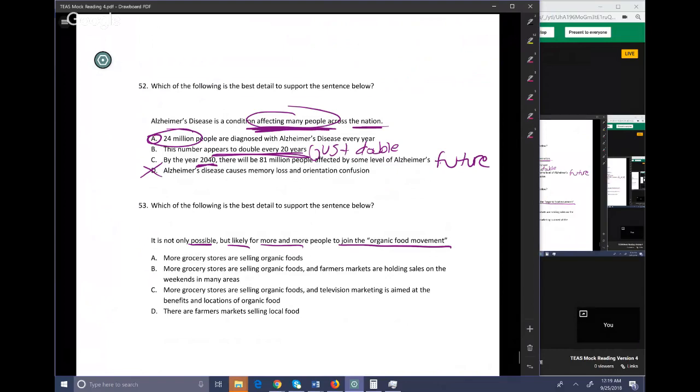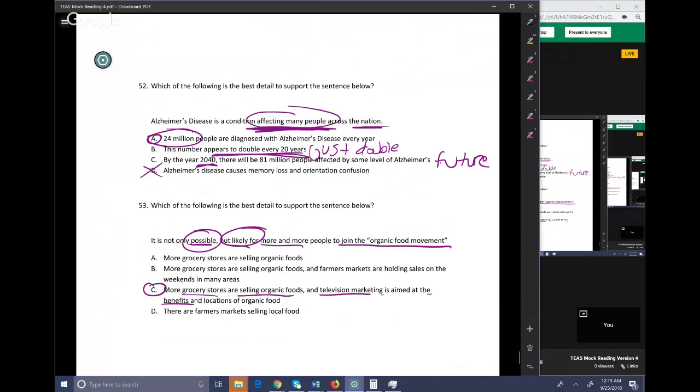2 parts. The one that does that is C, because it says more grocery stores are selling organic food and television marketing is aimed at the benefits. Those 2 things would both need to happen for it to be possible and likely. Possible means there's more places to get it. Likely means there's more people exposed to it.